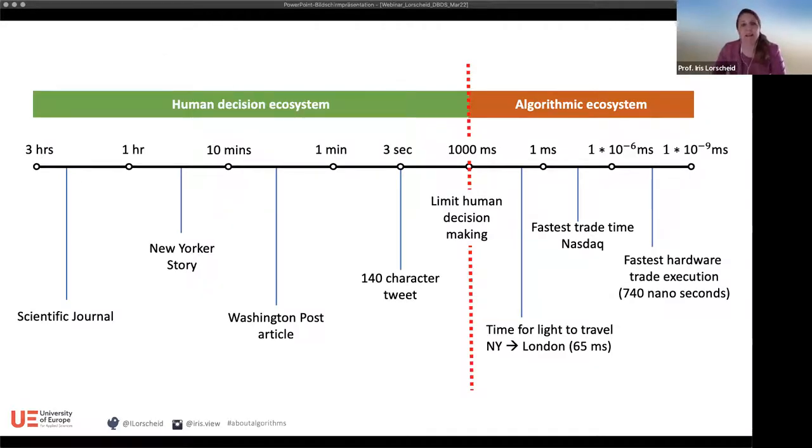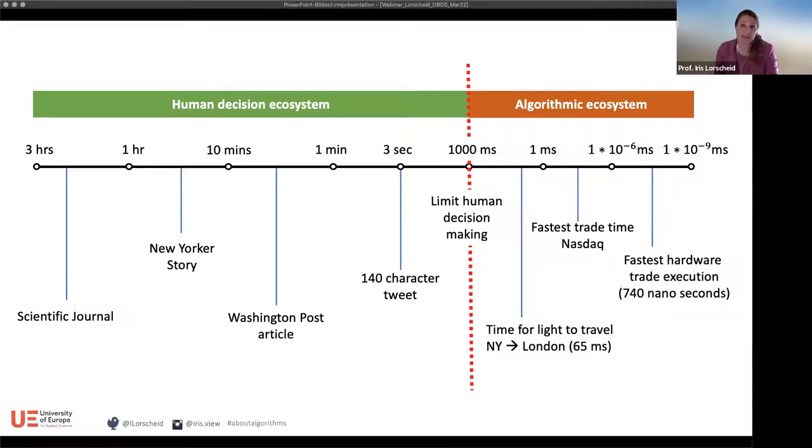On the left hand, you see our human decision ecosystem in time. How much time do we need to observe something, to decide on something, and to react? And we humans need hours, minutes, but at least seconds. When you read a longer article, you need hours, maybe minutes, to read just a newspaper article. Reading a short tweet, you need maybe seconds. But the limit of human decision-making is really around a second, like observing something is happening, like my glass would fall down now and I need to react. I cannot act much faster than a second.